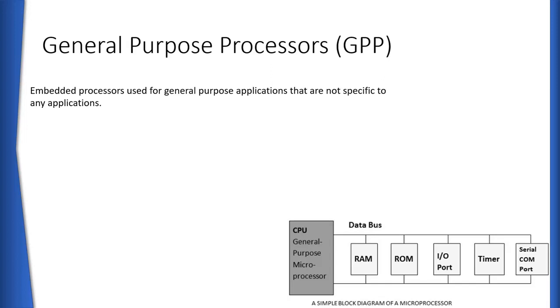The diagram shown here is a block diagram of a general purpose processor. Consider your laptop. You have a CPU, and after that you have a RAM, a ROM, an input-output port, that is a monitor and a keyboard. You have a timer inside and also a serial communication port. The serial communication port acts as an interface to other devices such as printers, mouse, etc.